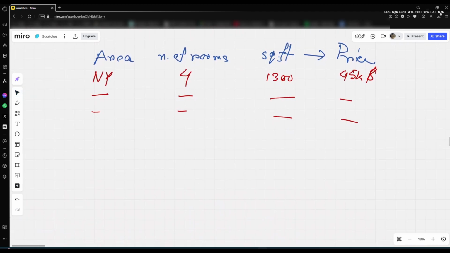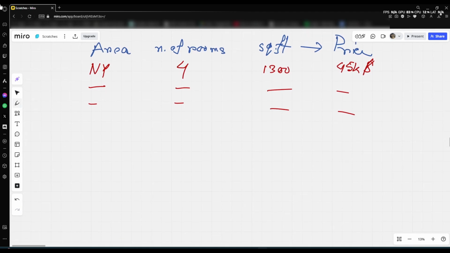Each input is a number or a list of numbers. As for the location, these names will eventually be converted into numbers, and these numbers form a vector. If there are two features, it's 2D. As you can see, we have three features here. This is a feature, this is another feature, this is another feature. So this is a 3D vector, and vectors can be represented as dimensions.